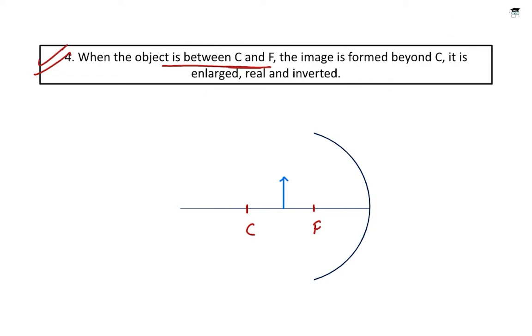Okay, so the second step is to draw two rays of our choice. The first ray that I am going to draw is the one which is parallel to the principal axis. So this ray after reflection will pass through the focus. The second ray that I am going to choose is the one which is passing through the focus, and after reflection it will become parallel to the principal axis. So let's mark their directions.